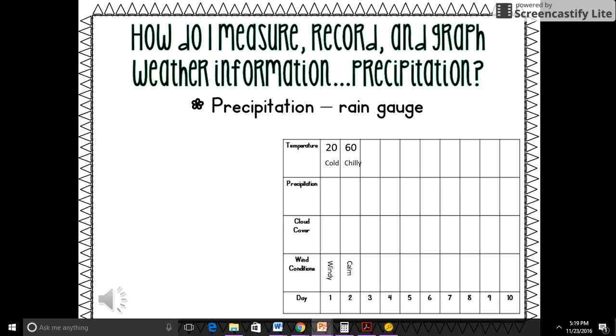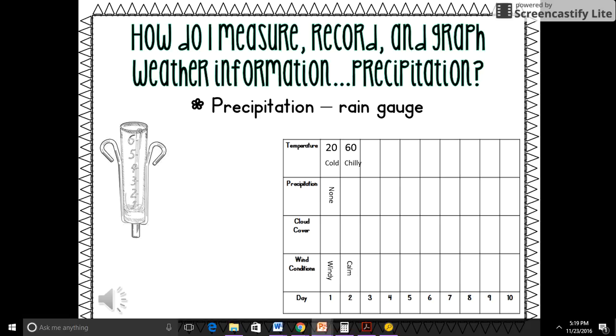This slide describes how we measure precipitation. Remember, precipitation is any form of water falling from the sky. We measure precipitation with a rain gauge. Do you see the first rain gauge? It is empty. So on day 1, where it says precipitation, I put none.